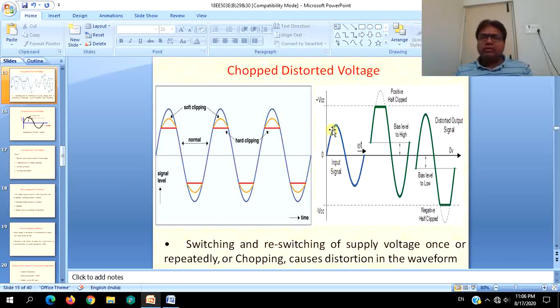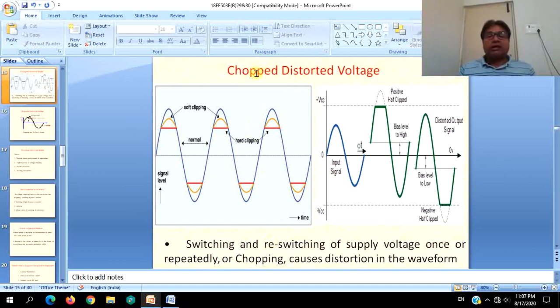Here again the blue line is shown as the input signal. Only the positive half is clipped but the negative half is not clipped. So the base level increases but the magnitude will be chopped off, whereas when the negative is chopped off, it goes down. So likewise, not only the shape, the level of the waveform will also be shifting. That is, the reference level of the waveform will also be shifting.